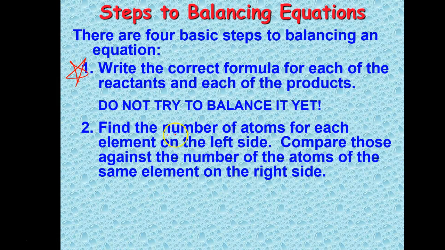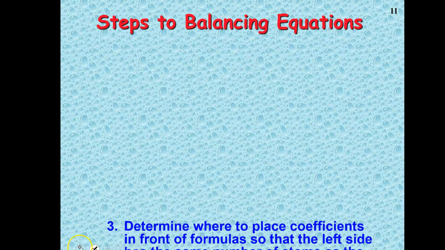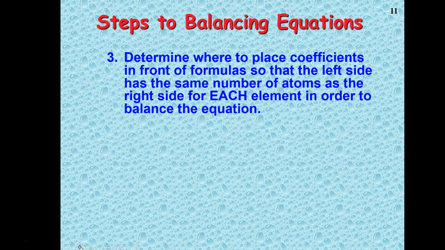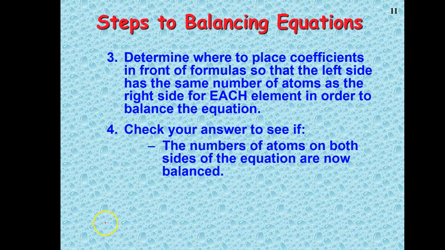Then, you're going to find the number of atoms for each element on the left side, obviously on the left side of the arrow. You want to compare it to the same element on the right side. And remember, subscripts multiply and coefficients multiply. Determine where to place the coefficients in front of the formula so that the left side has the same number of atoms as the right side for each element in order to balance it. And then check. Please check to see if the numbers of atoms on both sides are now balanced, because sometimes when you change one, you change something else. So you have to pay attention to that.